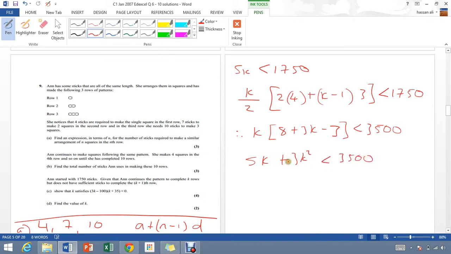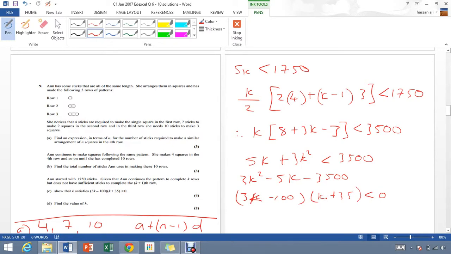Now you should be able to see there's a quadratic being formed, so if I take that back here and rearrange it so that it looks like a quadratic, minus 3,500. Now I want it in this format here, so I'm assuming that if I factorize, and you can check this later, it should be k. If I factorize this, this will be the answer, and all of that is less than 0. Okay, so we've done that bit there.